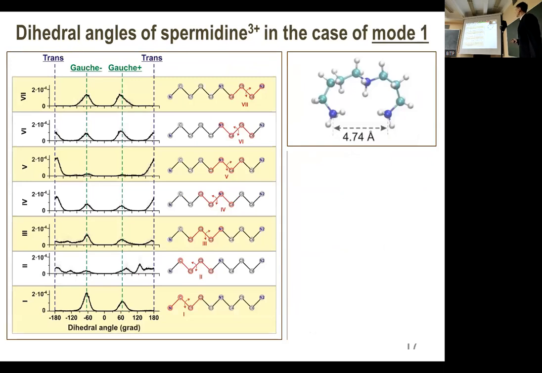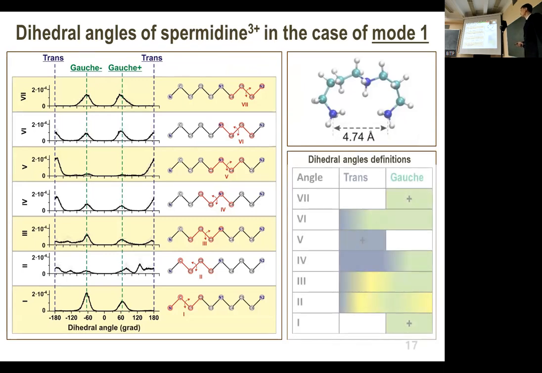So we analyzed the most bent conformation, mode 1. So you can see here, the distance is extremely short between ends of polyamine, and we analyzed the dihedral angles that we have in the case of this polyamine molecule.